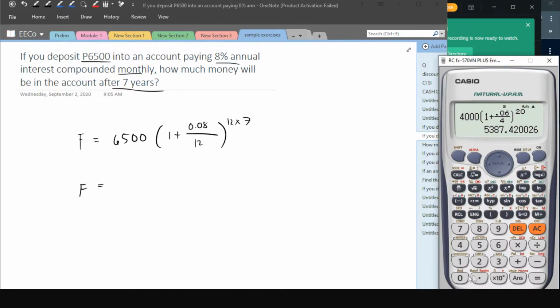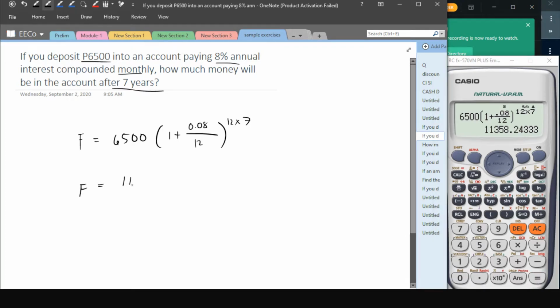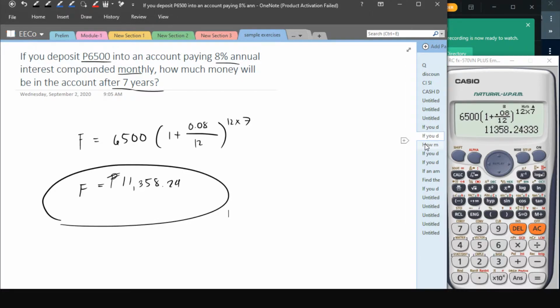So, that will be 6,500 multiply mo ng 1 plus 0.08 divided by 12. Tapos 12 times 7. So, that became, after 7 years, 11,358.24 pesos. Next one.